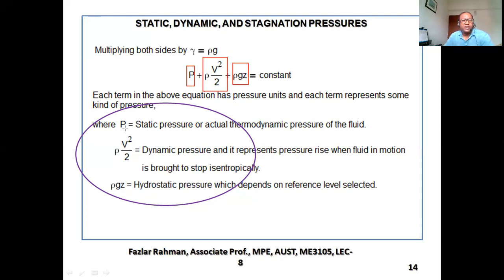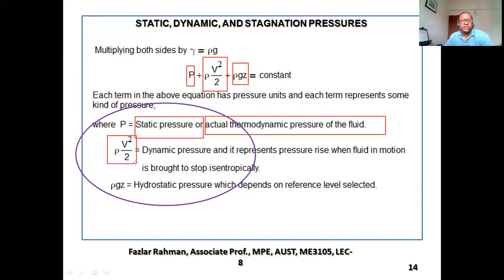That means P is called the static pressure of the fluid or actual thermodynamic pressure of the fluid. And rho v square by 2 is called the dynamic pressure of the fluid, and rho g z is called the hydrostatic pressure of the fluid. Okay.